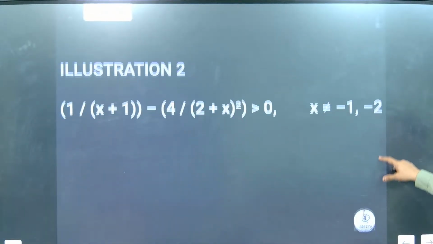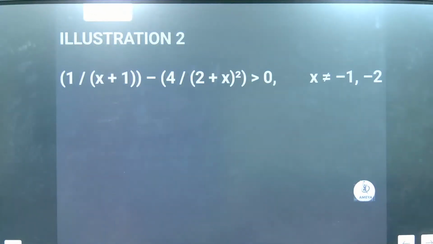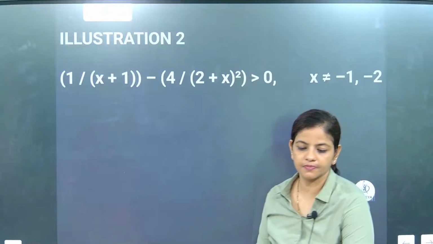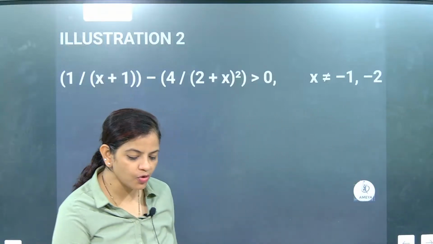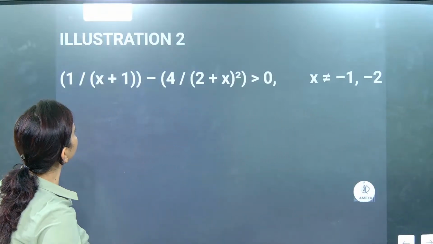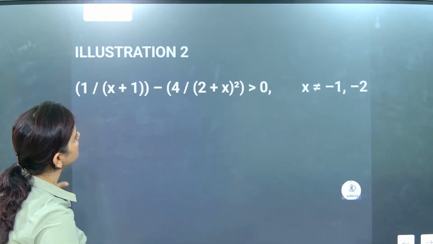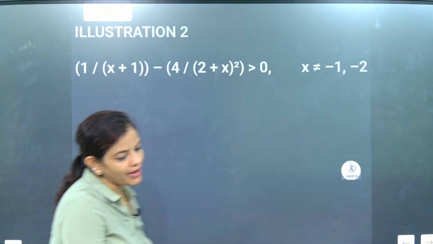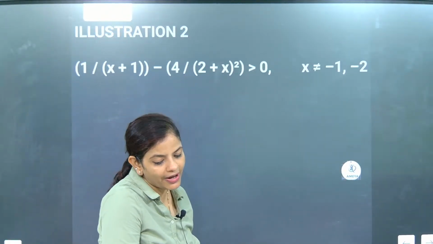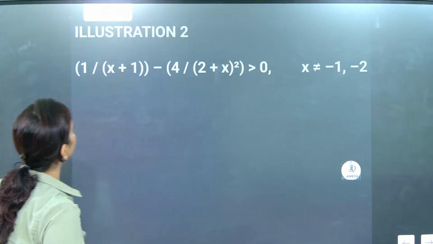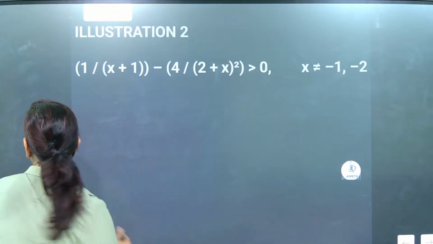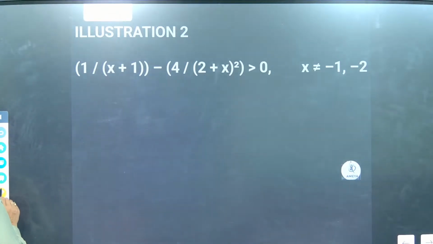Now our next question is this one. Come on, go for it, beta. This is the next question. Here x is not equal to minus 1 and x is not equal to minus 2. Okay, now do this question very nicely. I'm writing it in the simplest way.